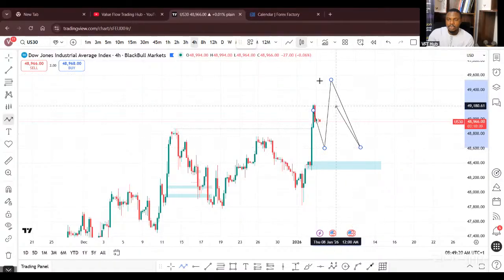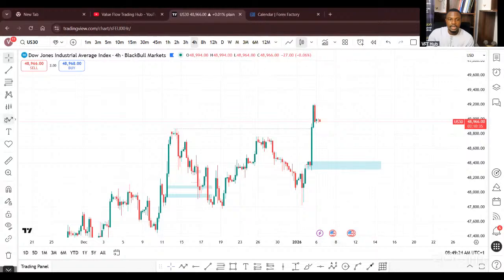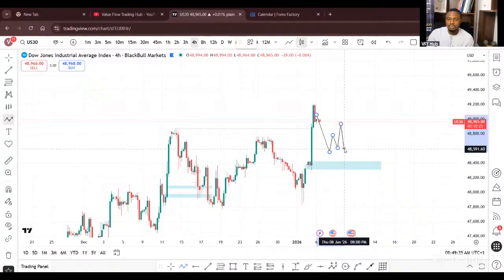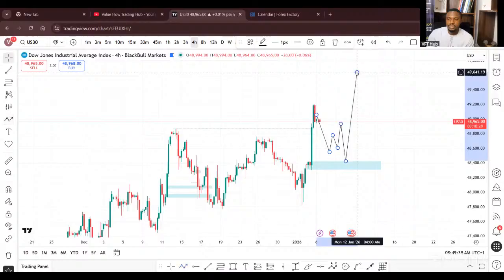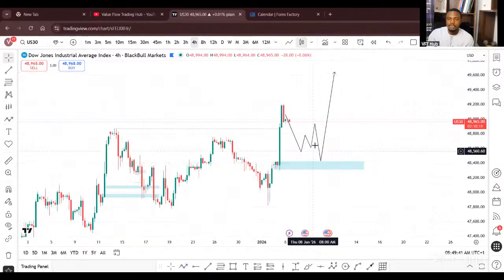So instead, what will we be looking for? Let me delete this. I'll be looking for price to do something like this, and then something like this to the upside. Then what will happen now? Boom, use this as engineered liquidity, come into this and then continue, right? A form of engineered liquidity here. So that's what I'll be looking out for if peradventure price wants to come back into this zone.